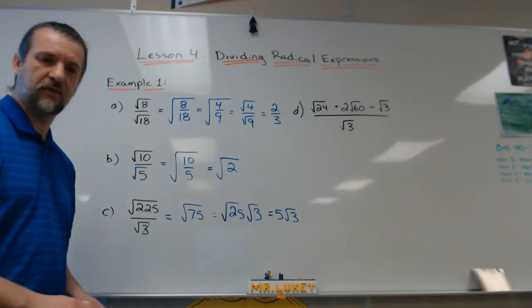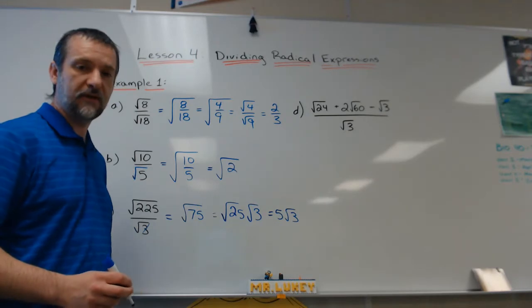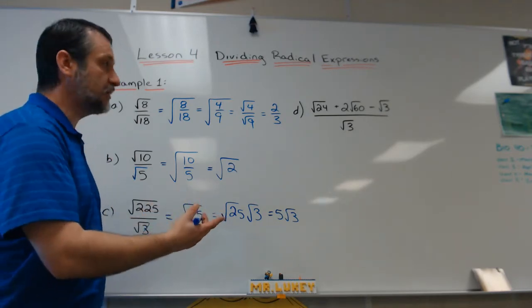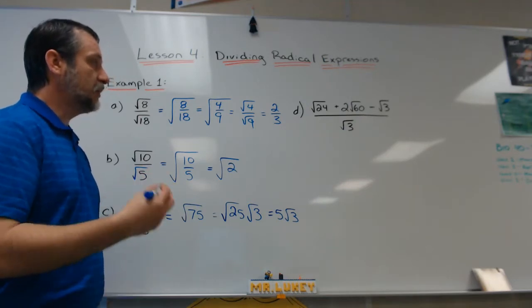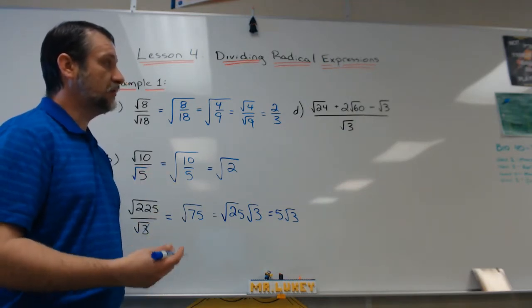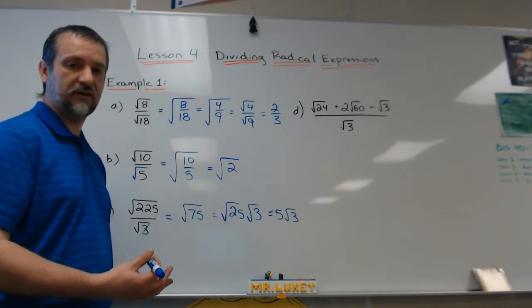Again, you might notice I'm not doing all the examples here. If you do have a problem with that, let me know in the comments section. But just going to the last one here, so we have a little more going on. We have the square root of 24 plus 2 times the square root of 60 minus the square root of 3, all as the numerator, and the square root of 3 as the denominator.